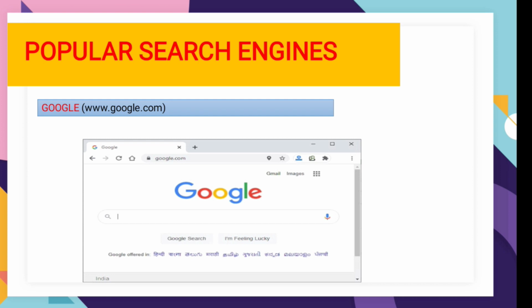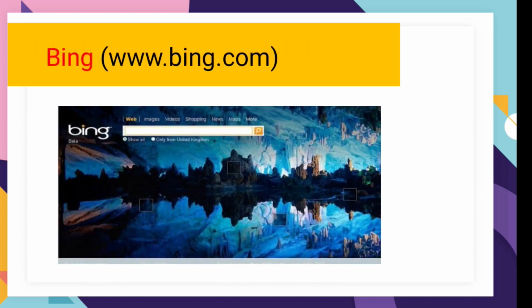Next is Bing, www.bing.com. Bing is also a search engine that finds and organizes the answers you need, so you can make faster, more informed decisions. Bing used to be MSN, that is Microsoft Network search unit. It was updated in 2009.